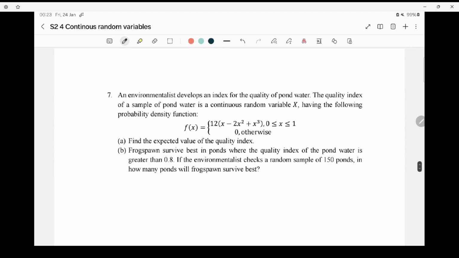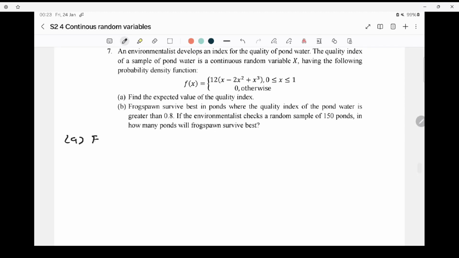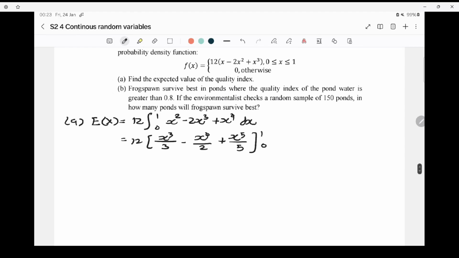Question 7. An environmental index for the quality of a pond is given by that probability density function. Find the expected value. You just integrate from 0 to 1, so multiply everything by x. So you have x squared minus 2x cubed plus x to the power 4 dx. So this will be x cubed over 3 minus x to the power 4 over 2 plus x to the power 5 over 5. And you just evaluate it.